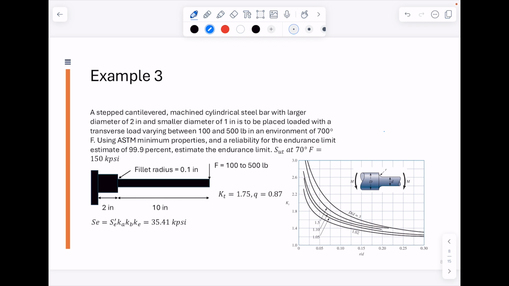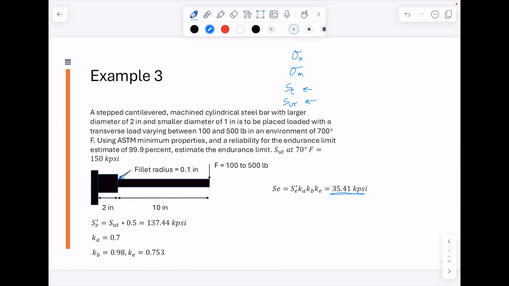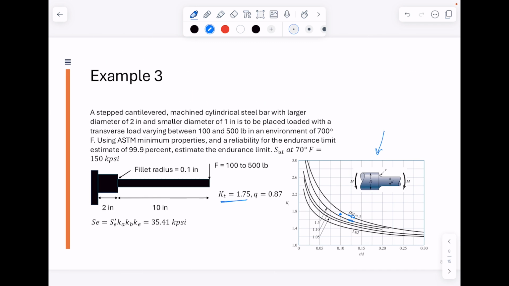So to do that, we find the appropriate stress concentration table. Here we would be looking at our D, our larger diameter over our smaller diameter, is going to be equal to 2, so we'll be somewhere in between these two. And our fillet radius over our smaller diameter is going to be equal to 0.1. So we would be somewhere right in here. So our Kt is going to be equal to 1.75.